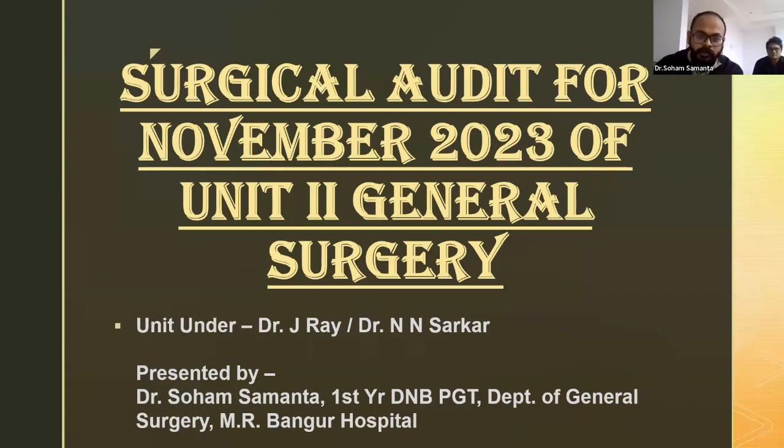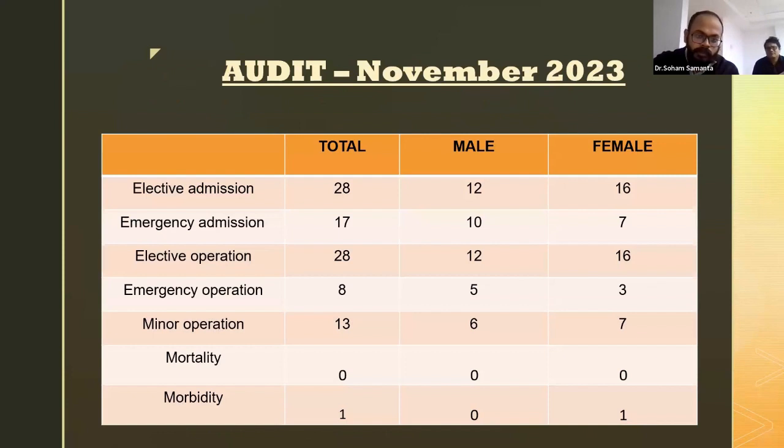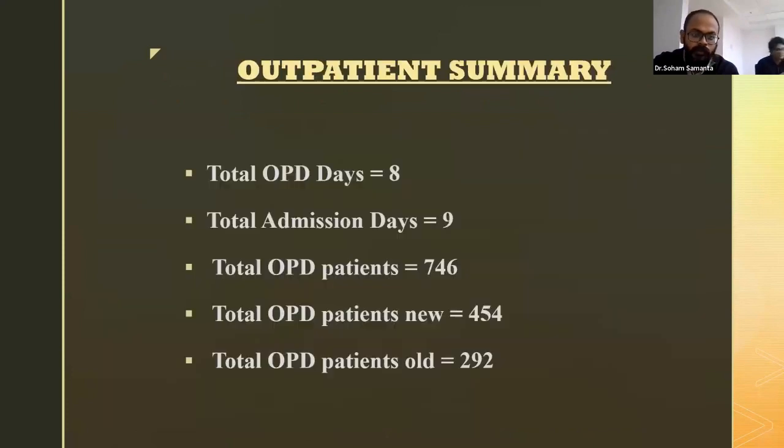Surgical audit for November 2023 of Unit 2, General Surgery, under Dr. J. Roy and Dr. N. Noshka. Elective admissions 28, emergency admissions 17, elective operations 28, emergency operations 8, minor operations 13, morbidity 1.